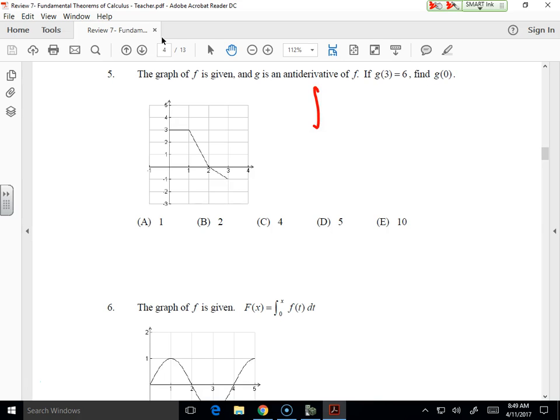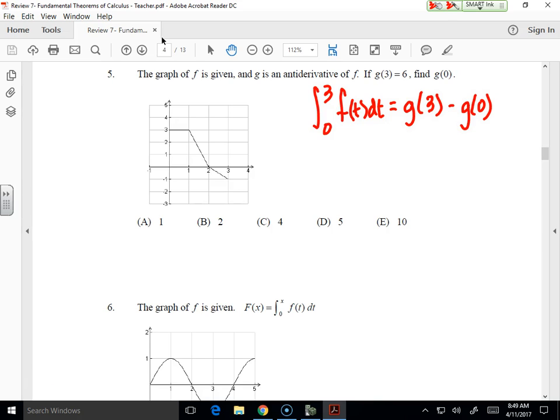This one's hard, but it's a great example. Sorry that school network and everything else is ridiculous. Kiddos, g is an antiderivative of f, so I can say g of 3 minus g of 0 equals the integral from 0 to 3. All I'm doing is plugging into the Fundamental Theorem of Calculus: antiderivative of b minus antiderivative of a is equal to the integral from a to b.